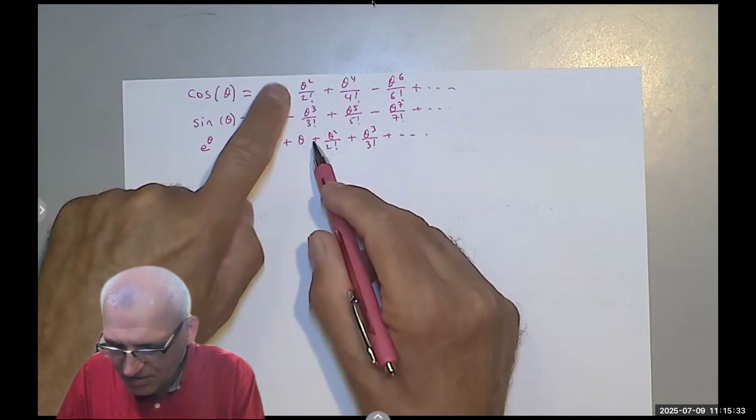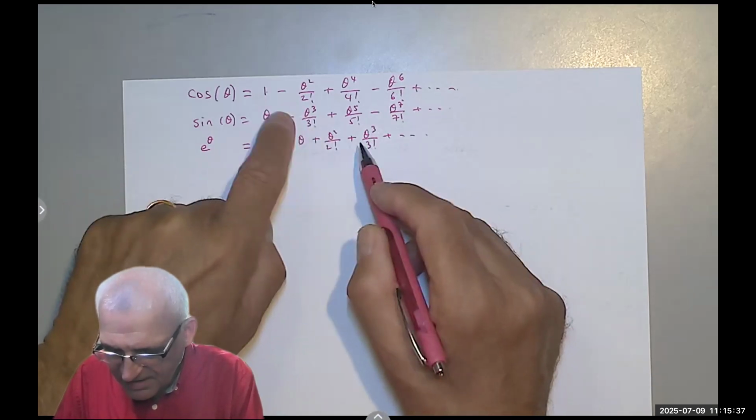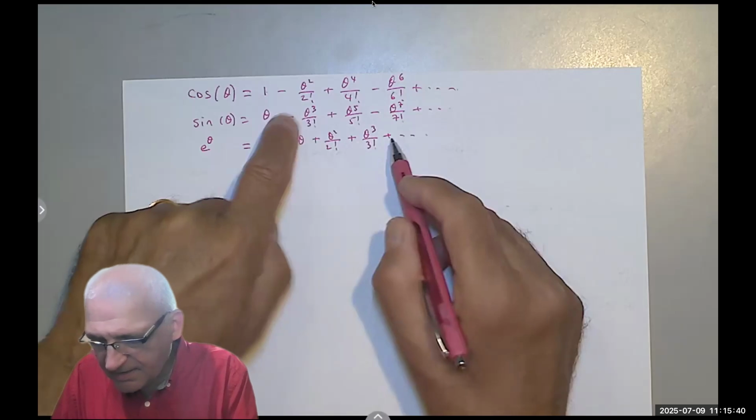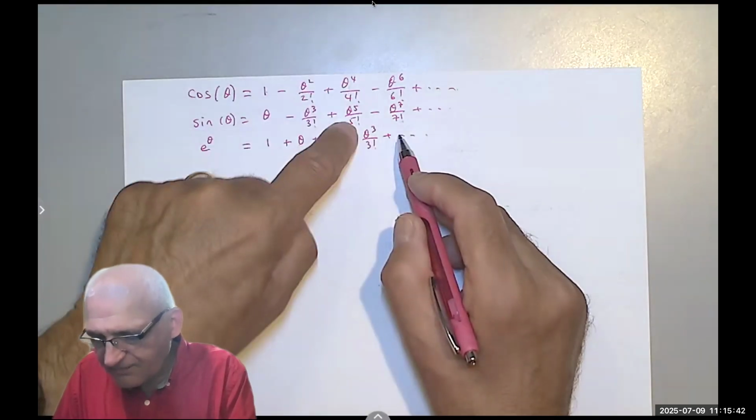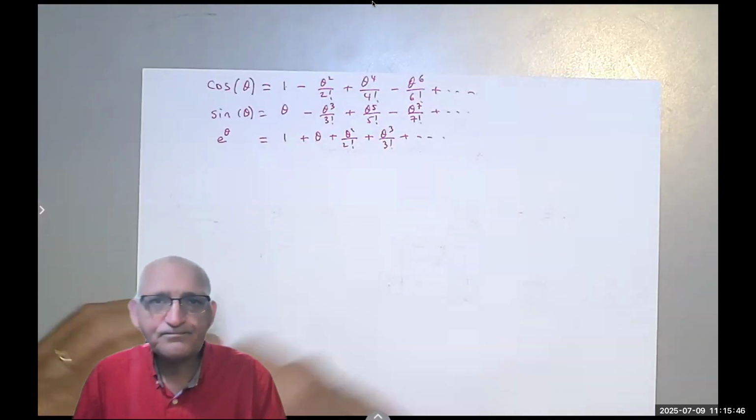Oops, but the sign is not the same. I see theta cubed over 3 factorial, but the sign is not the same. Then I will get theta to the 4th, theta to the 5th, and then 6 and 7, and the sign will not be the same.